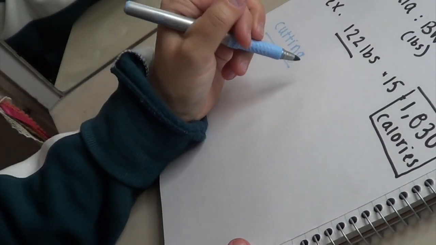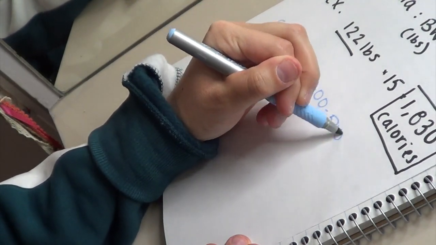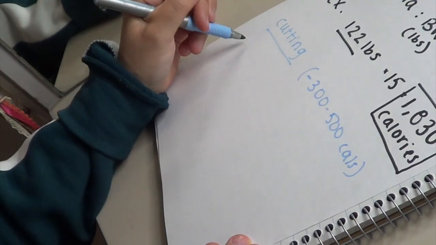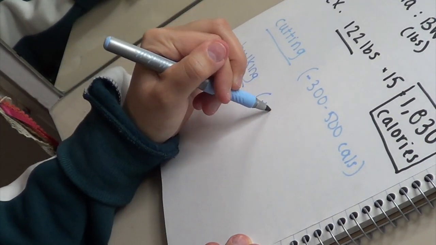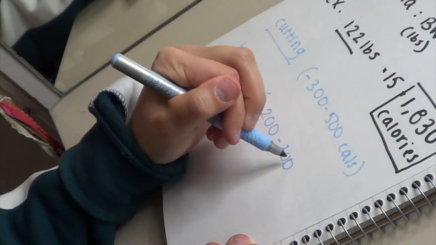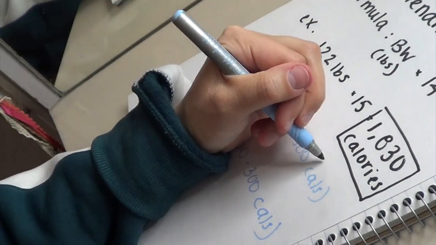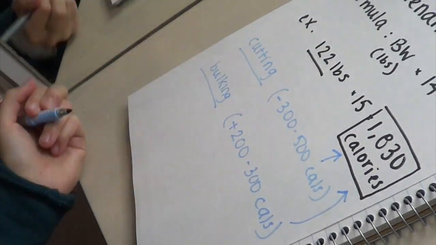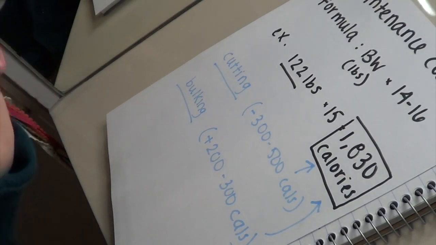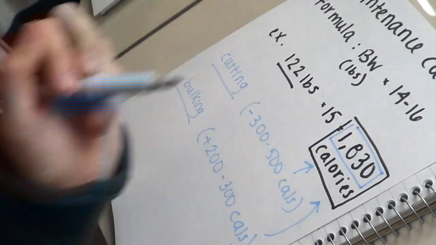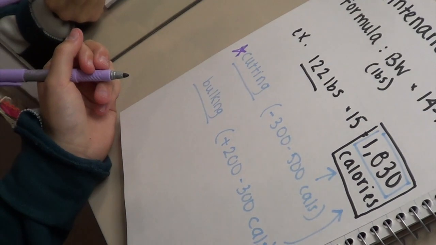So again, if you're cutting, you want to subtract 300 to 500 calories, and if you're bulking, you want to add 200 to 300 calories. And then this is all adding to this number up here. And if you wanted to recomp, like I said earlier, to lose fat and gain muscle at the same time, you would just keep this number. For me, I am going into a cut, so that's what I want to do.